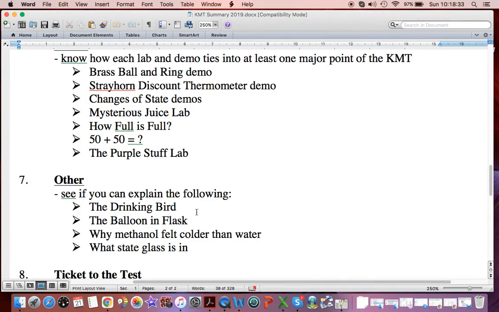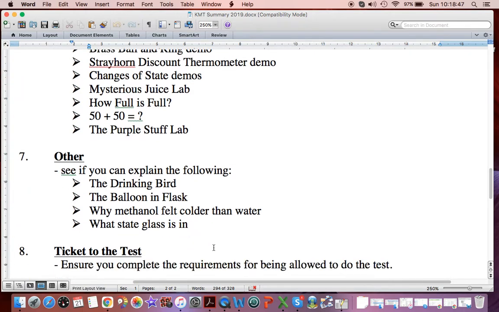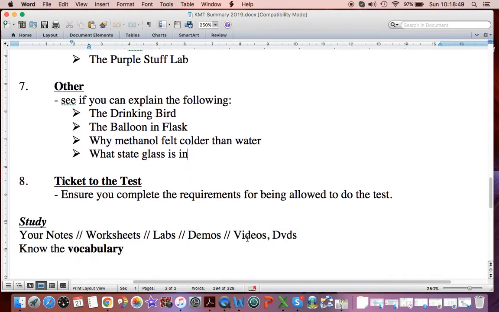There are other things to consider. There's the drinking bird on the shelf, there's the balloon in the flask on the shelf, that's where the balloon's inflated inside of the jar. You should know why methanol felt colder than water when you dipped your finger in and took it out. And hopefully you've watched some videos about glass, which is a very strange material.